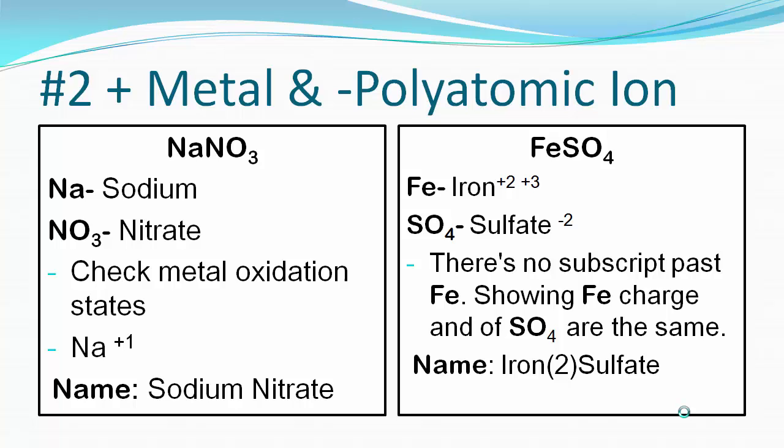Another example of a positive metal and a negative polyatomic ion is Fe, which is iron, and SO4, which is sulfate. Now, iron has 2 oxidation states, and sulfate has only 1. So the first step is name the metal, iron.